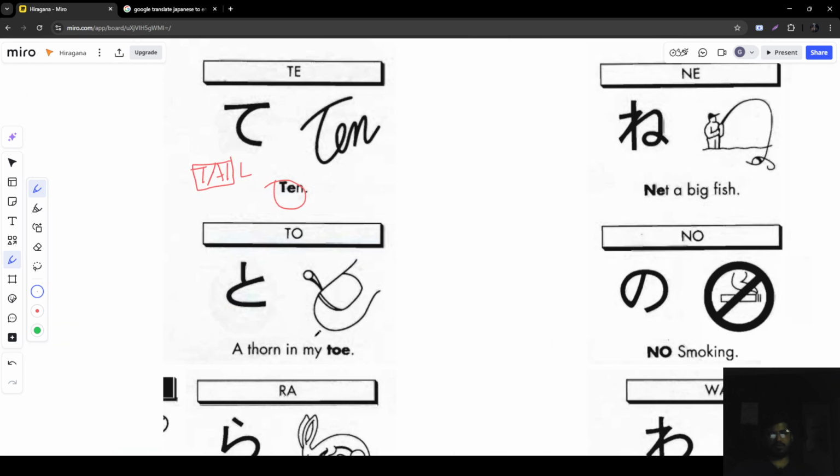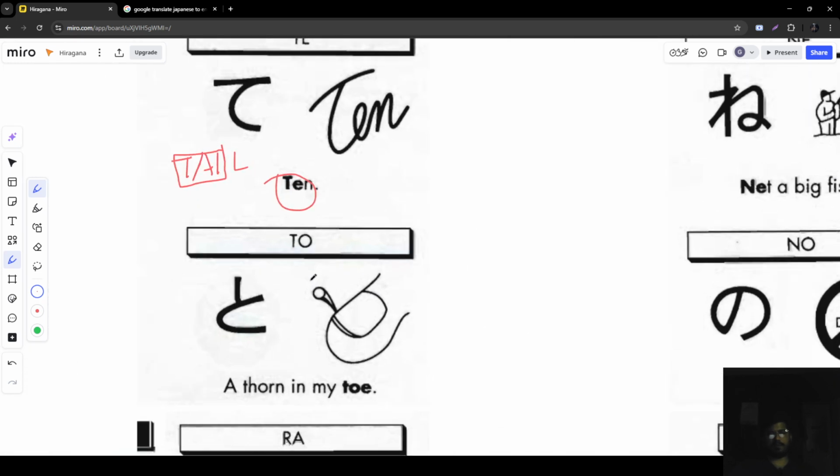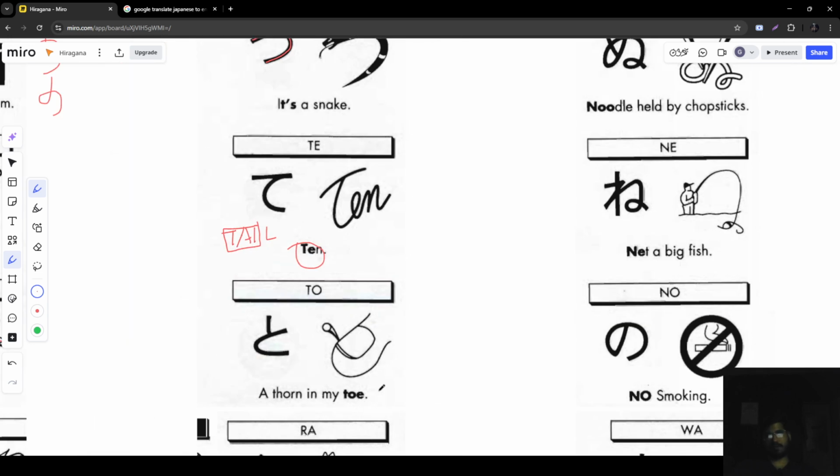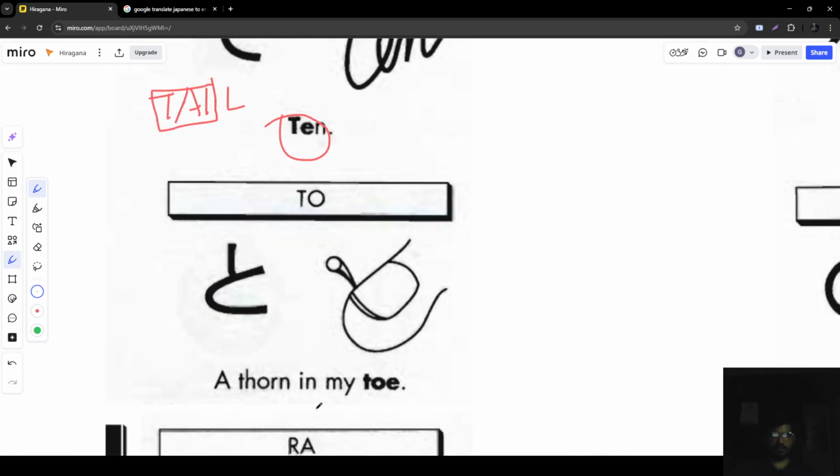Next, we'll move to to, to, to. A thorn in my toe. A thorn in my toe. Okay, so this is your toe, meaning the toe of your foot. This is the toe and this is the nail or a thorn, whatever.